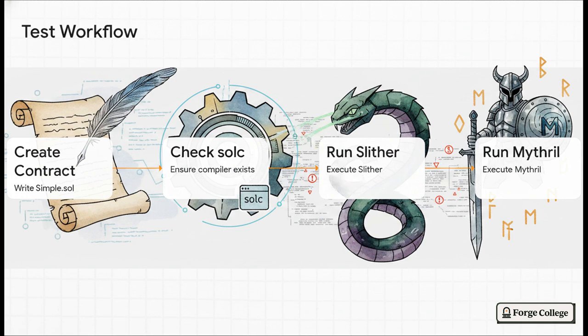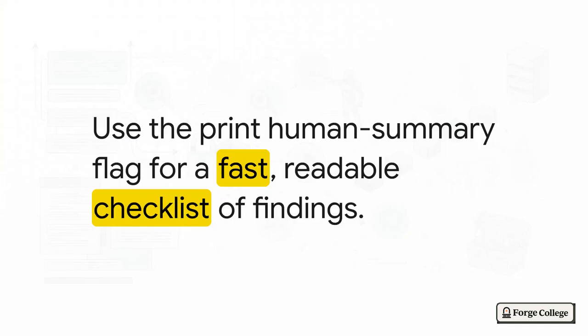Both Slither and Mythril absolutely need solc accessible on your system path to understand the code. Third, we unleash Slither. And fourth, we unleash Mythril. For Slither, we use this precise command line. Now, pay attention to that flag at the end, --print human-summary.